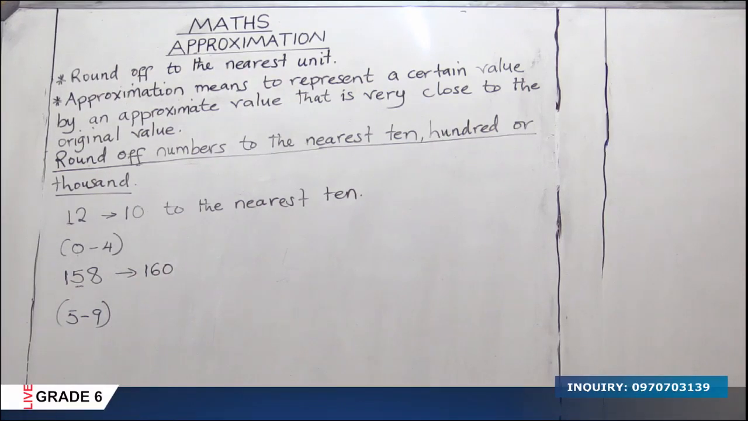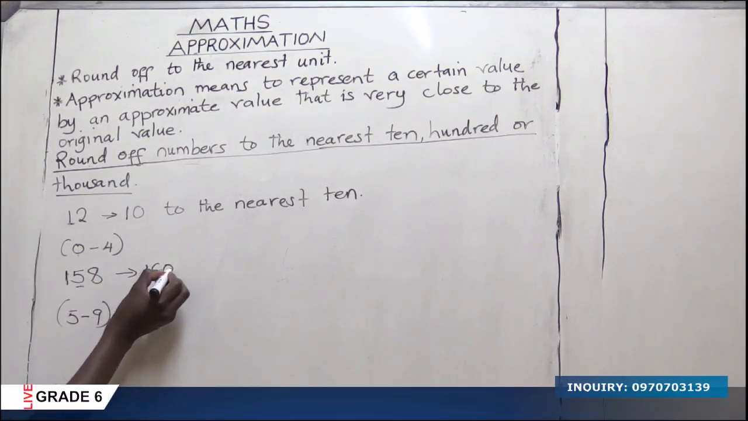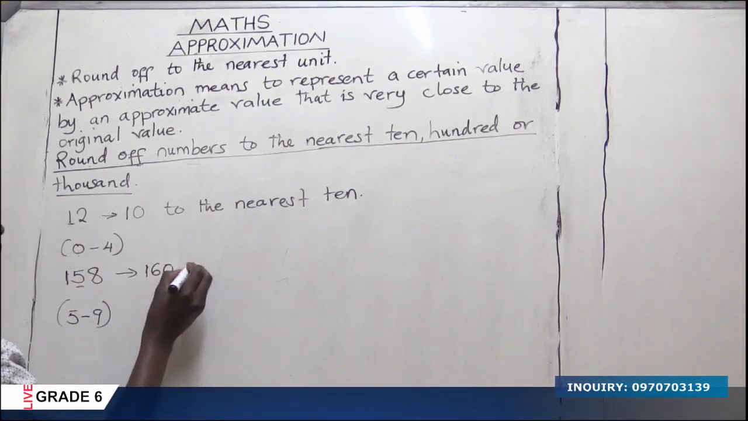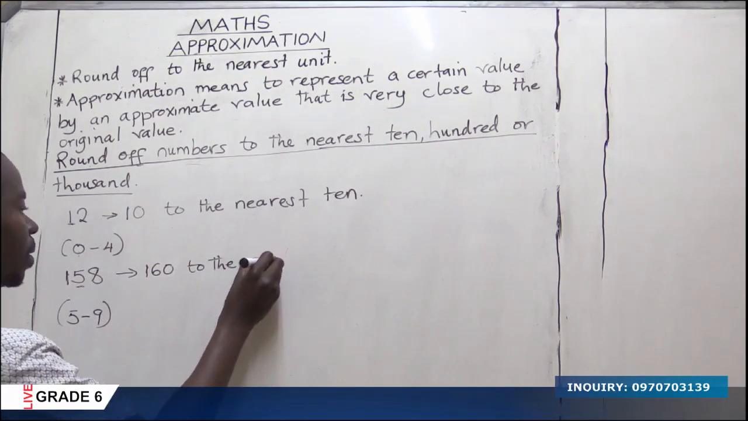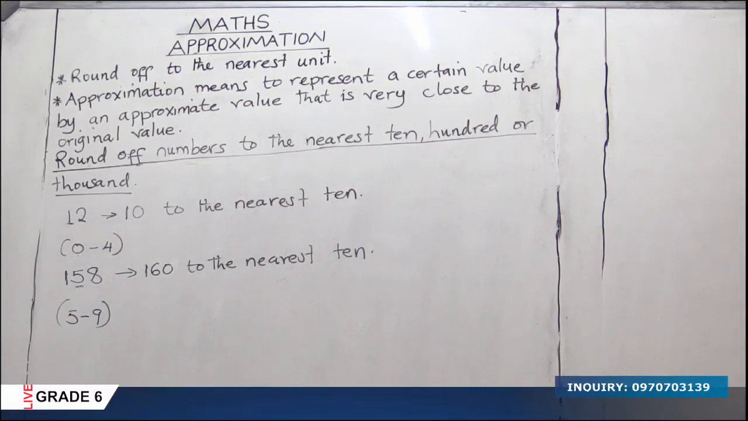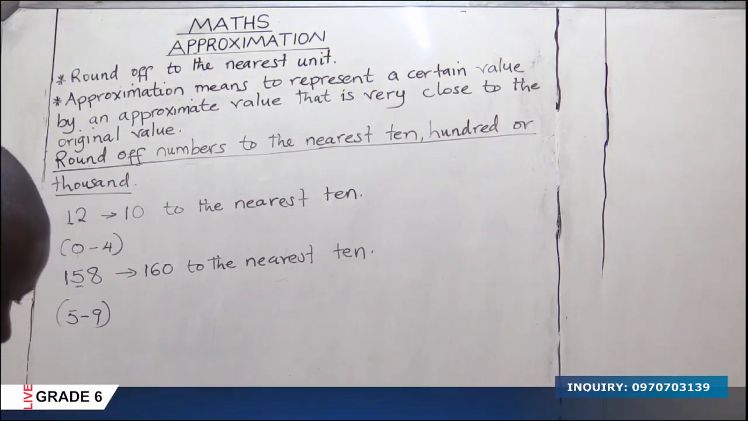158 will be 160. What we have done, boys and girls, is that we have taken 1 from 8, we have put it on 5, and it has become 6. So you write the 0 at the end to show the place value for 8. So it has become 160 to the nearest 10. So that's it, boys and girls, on how we can round off numbers to the nearest 10.